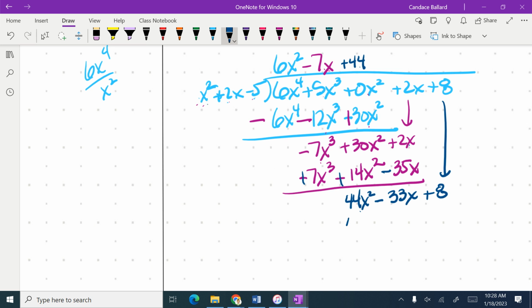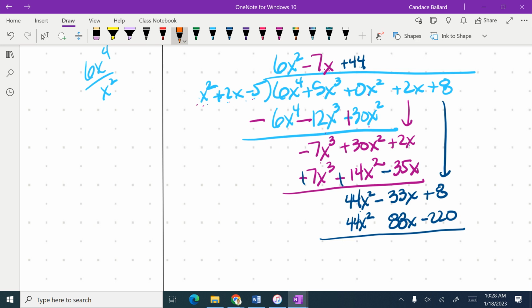44 times x squared is? Good. 44 times 2x. 88x. Perfect. 44 times negative 5. It's okay if you need to open up a Desmos tab and get a calculator going. Anybody got it? 220 negative, right? Because we had a negative 5. Everybody good with that? Okay.